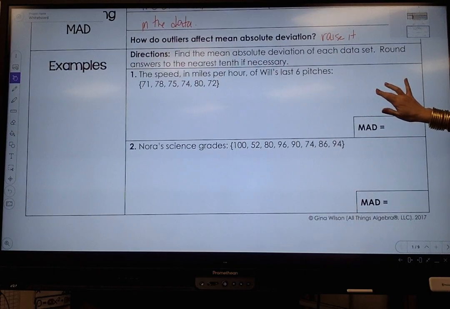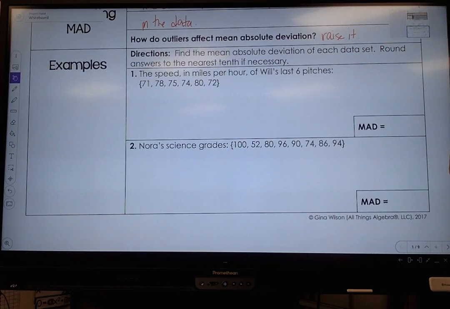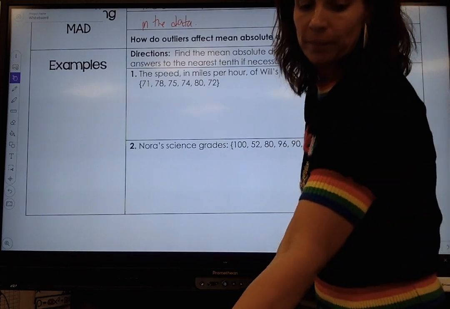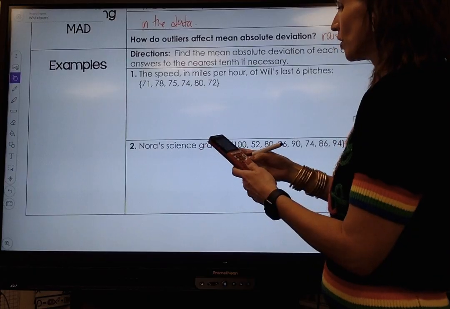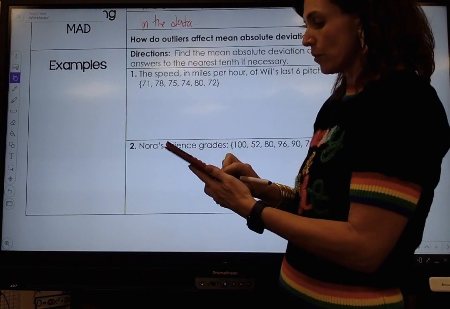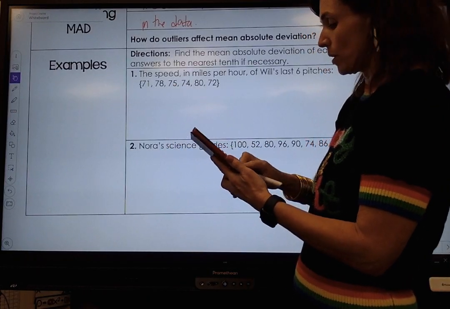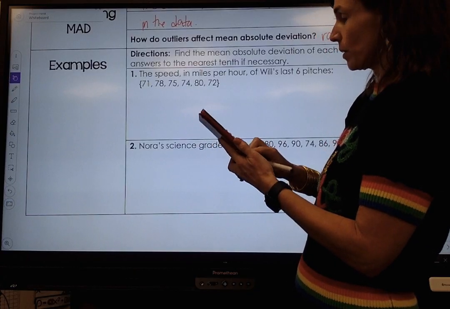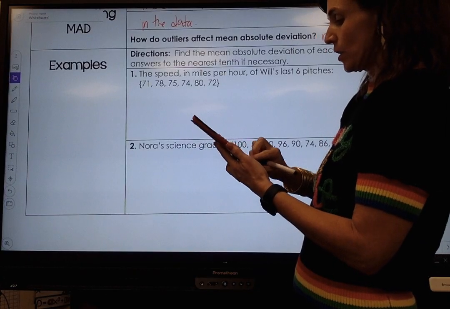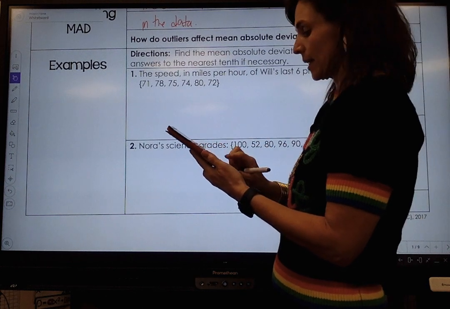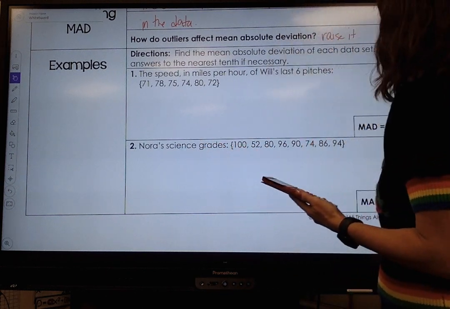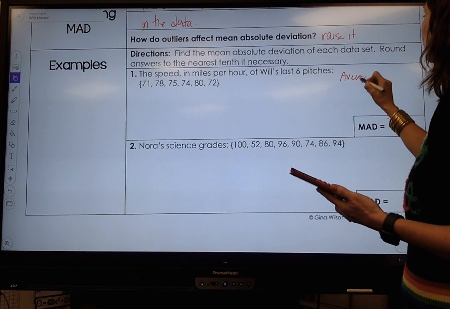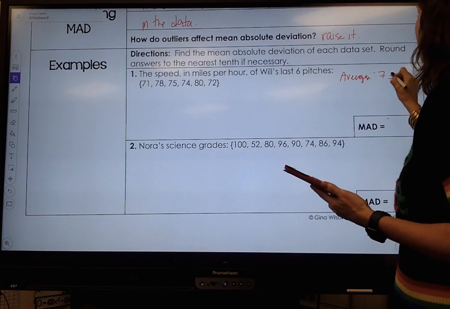Find the mean absolute deviation of each data set and round answers to the nearest tenth if necessary. So we're just going to do one example of these. The first thing we're going to do is find the average. So 71 plus 78 plus 75 plus 74 plus 80 plus 72, divided by 6. So I get an average, or the mean, of 75.